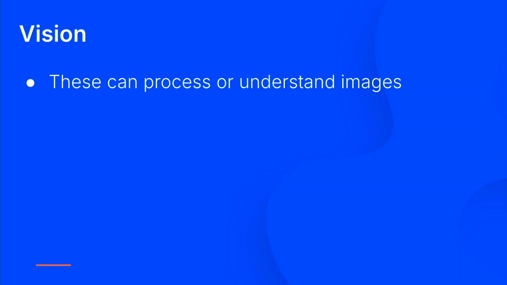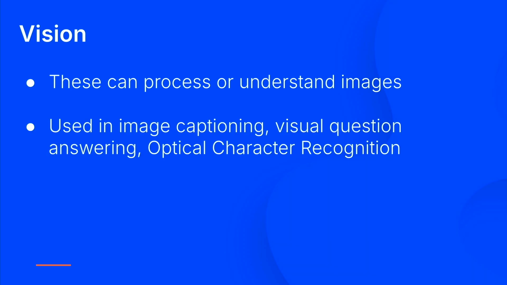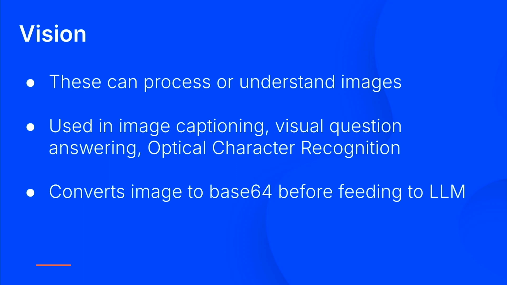The vision one can process or understand images. It's good for captioning. Let's say you feed it a picture, it tells you this picture has trees in it and 4 people. It understands what's in that image, and it's also good for optical character recognition. When you feed that to Ollama, you're going to need to convert it to base64 first, so it would be able to understand the data.